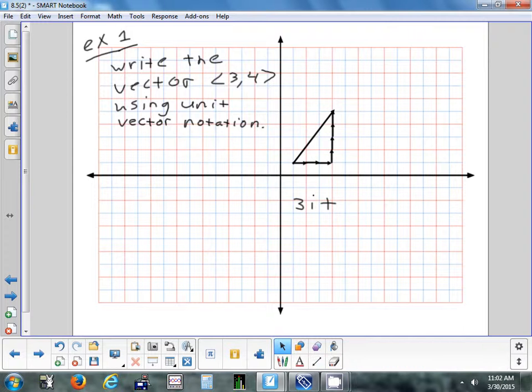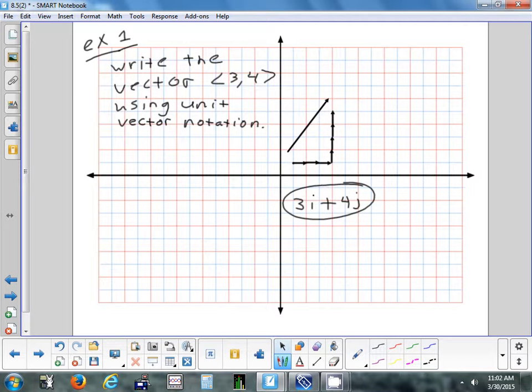Okay, then I'll move it so you can see it. We just built the vector 3, 4. So it's 3 i's plus 4 of the j's. So that's exactly the same as this. Just a different way of writing it.